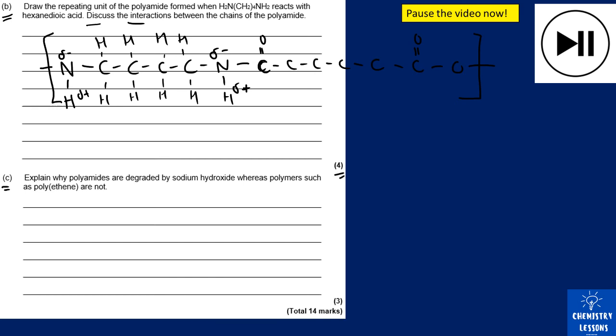And now part C. Why polyamides are degraded by sodium hydroxide, whereas polymers such as polythene are not. So we're seeing that this is starting to repeat a little bit on us now. The idea that polythene only has carbon bonds in the backbone, and therefore is not susceptible to attack by hydroxide nucleophiles, or by nucleophiles for that matter, so it won't degrade. However, the polyamide can be attacked by hydroxide nucleophiles. So here, hydroxide nucleophiles can attack this delta plus carbonyl carbon, and that's what causes the breakdown, or the hydrolysis.